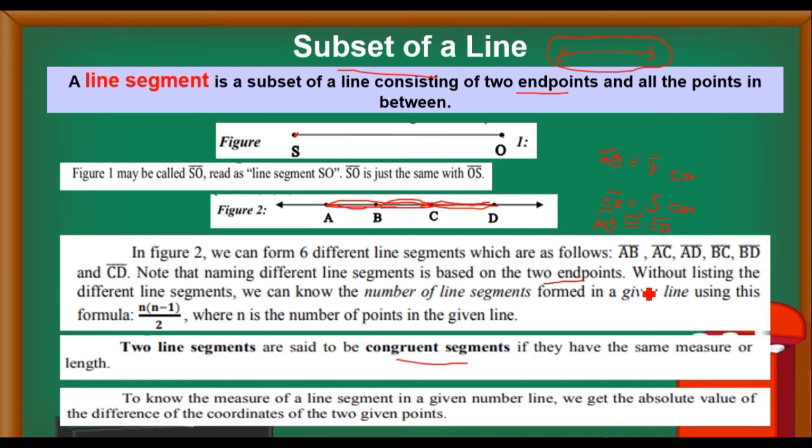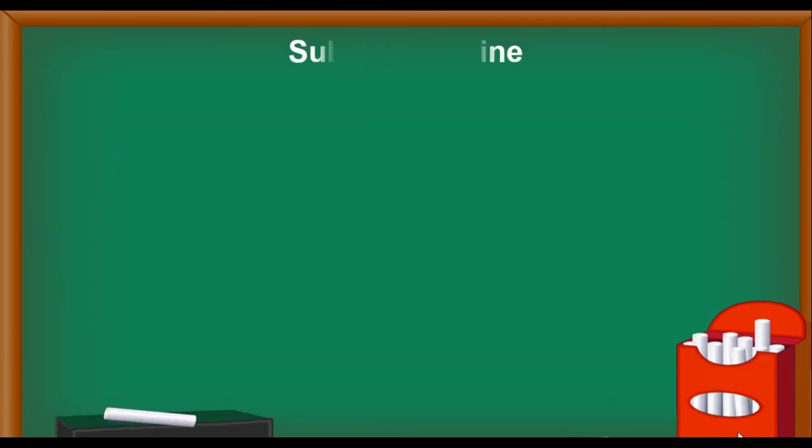To know the measure of a line segment in a given line, we get the absolute value of the difference of the coordinates of the 2 given points. So, kasi minsan, ang binibigay pong line ay yung ating number line, which has negative numbers. Pero ang kinukuha lang naman doon yung distance, yung layo ng bawat line. So, kukunin nyo lang po yung absolute value nun.